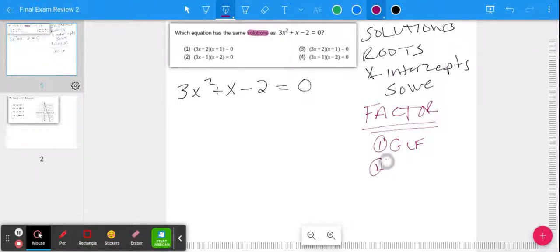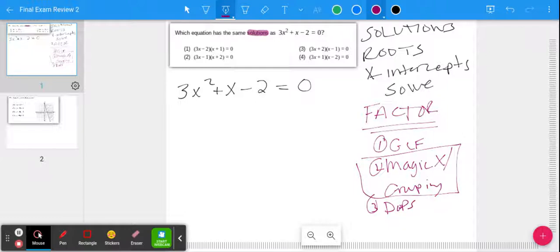So the second thing we do is use our magic X and our grouping method together. Now, if that didn't work, we'd move into difference of perfect squares, but that's not for this problem. We're going to stop here at the magic X and grouping. We're going to use that. So whenever we're using our magic X, we're going to draw our magic X. Remember, the magic X won't ever be drawn for you. You'll have to draw it yourself.